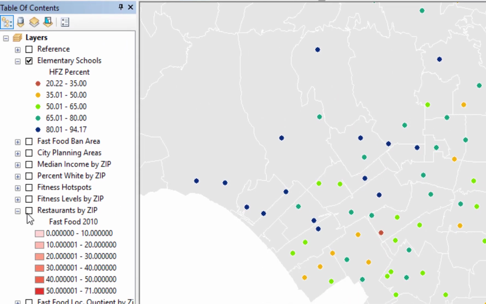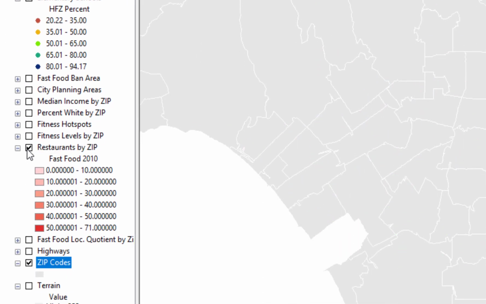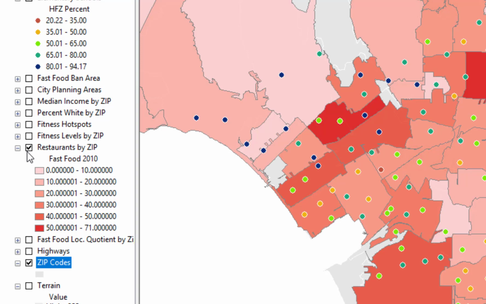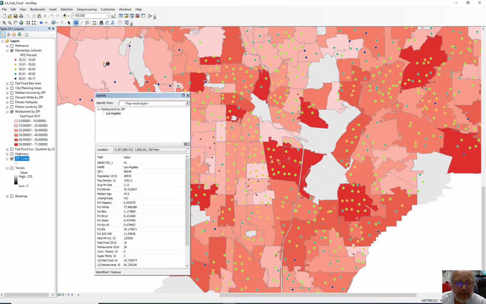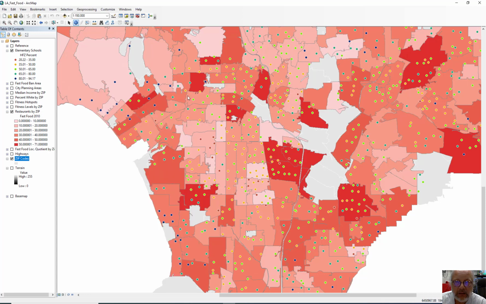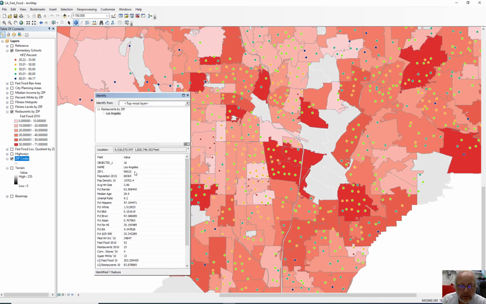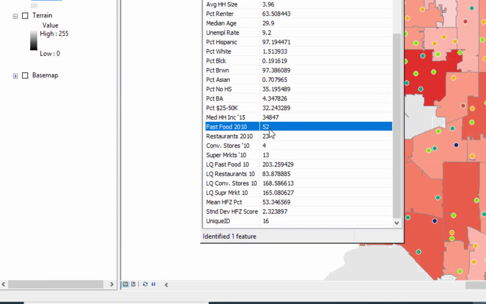But the other variable that is worth considering is the number of fast food restaurants. So I have turned on the restaurants by zip code, and the areas in pink, like this one up here in West LA, have fewer than 10 fast food restaurants. And then, for example, this one out here in 90022 in East LA, if we roll down here, we see that it has 52 fast food restaurants.